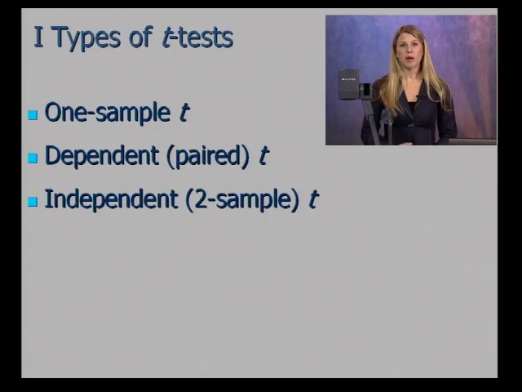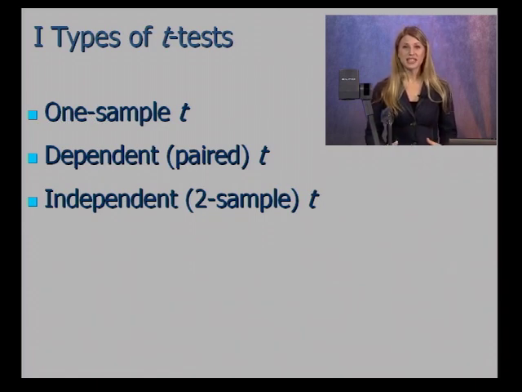The three different types of t-tests that we have are the one sample t that we talked about last week, the dependent or paired t, and the independent two sample t-test, the t-test that we'll be covering today. Last week we talked about one sample and dependent.